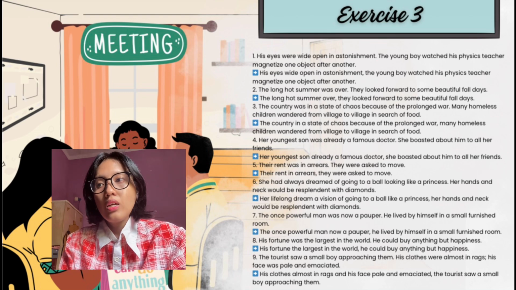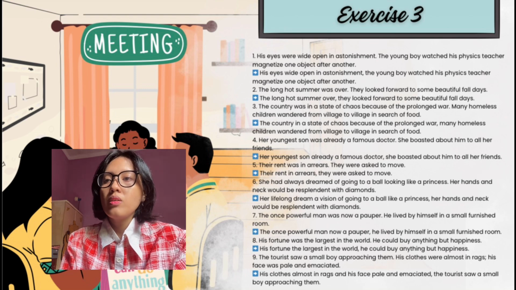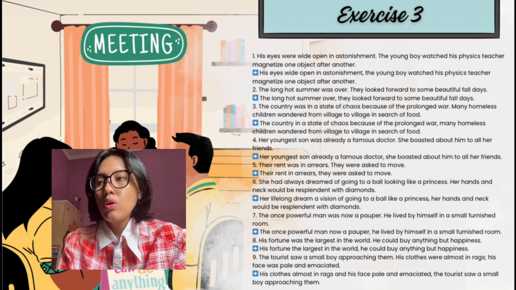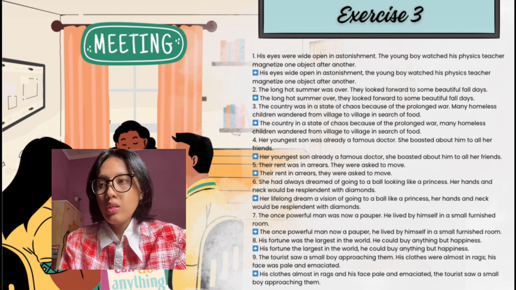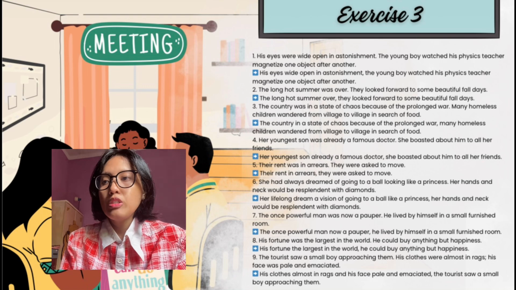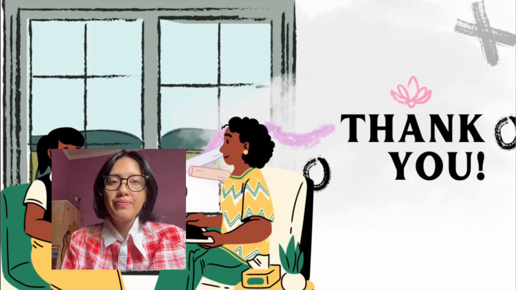Number 9. The tourists saw a small boy approaching them. His clothes were almost in rags. His face was pale and emaciated. His clothes almost in rags, and his face pale and emaciated, the tourists saw a small boy approaching them.